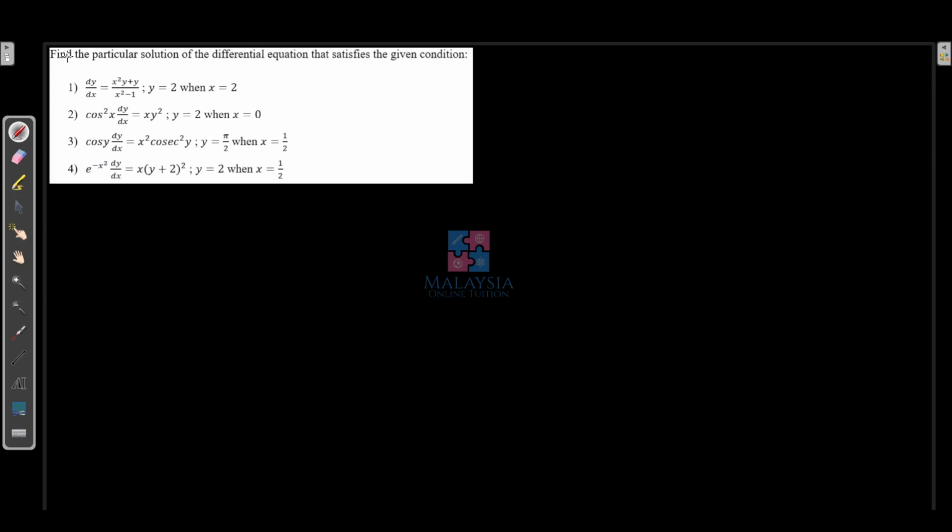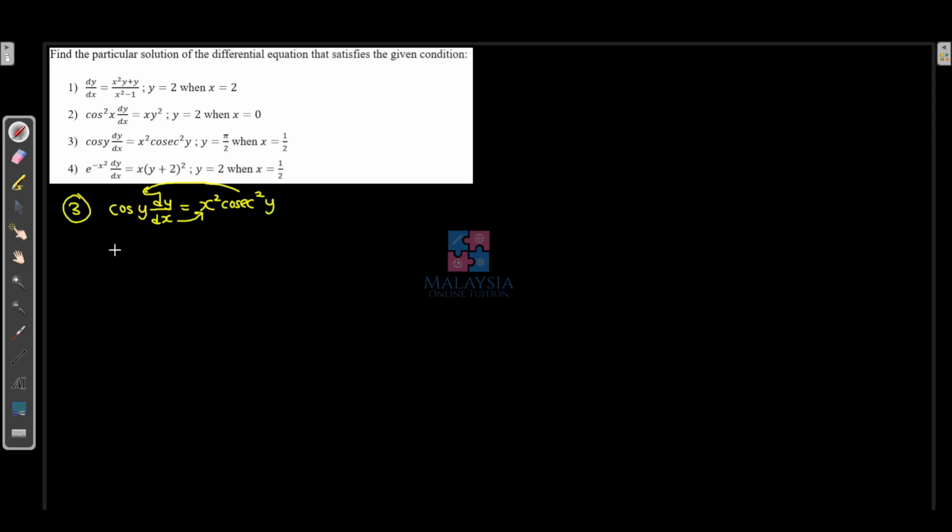Let's continue with question number 1, but now part 3. cos y dy/dx equals x squared cosecant squared y. Okay, so we can see that dy is on the left, so dx must go to the right. dy is on top on the left, so everything involving x must stay on the right. So cosecant squared y, we need to shift this to the left.